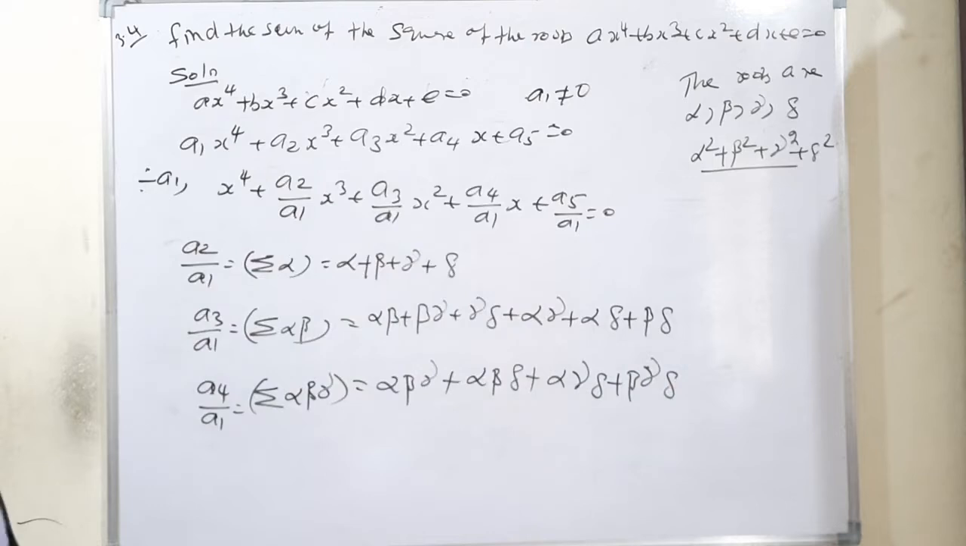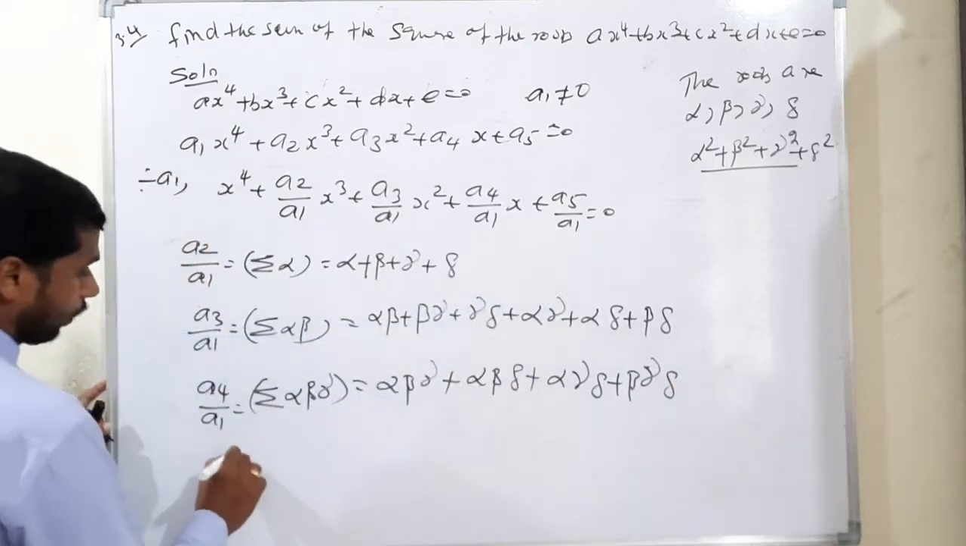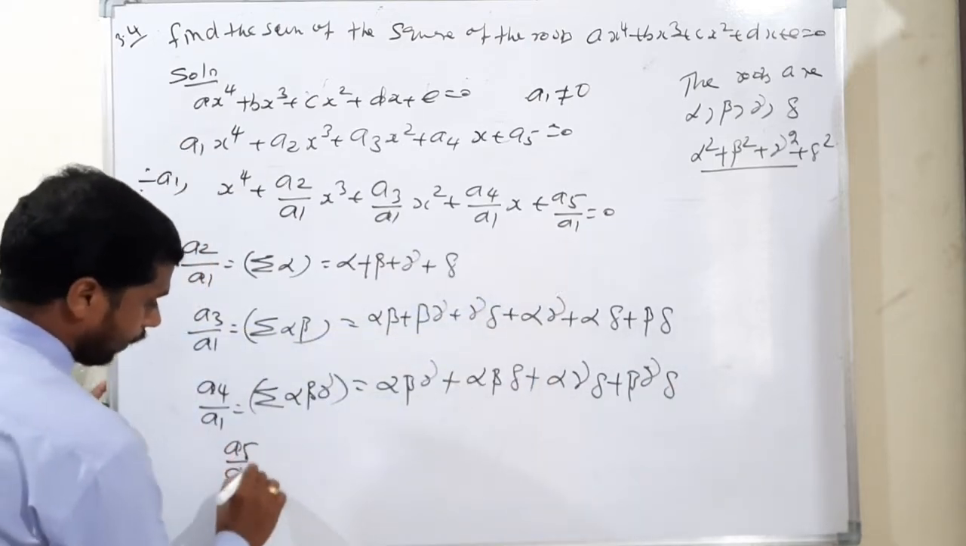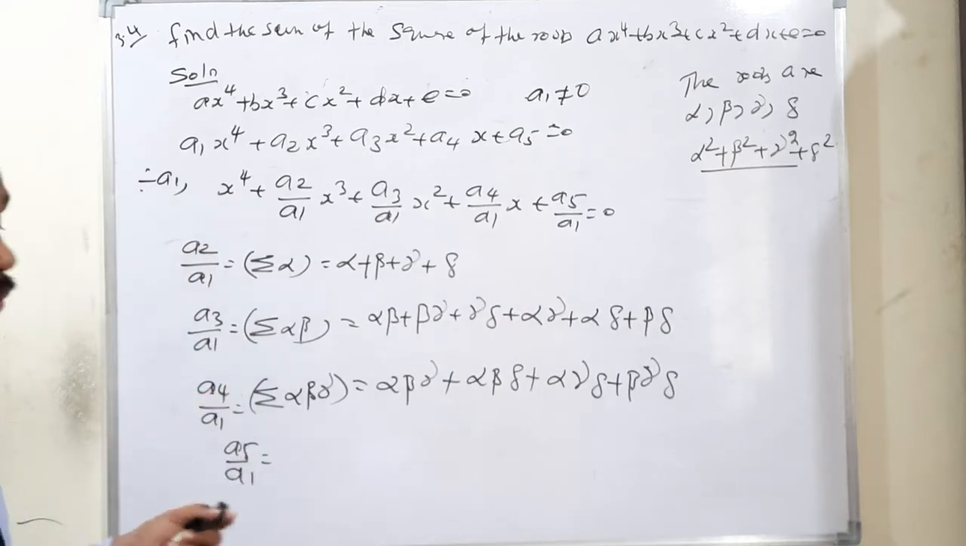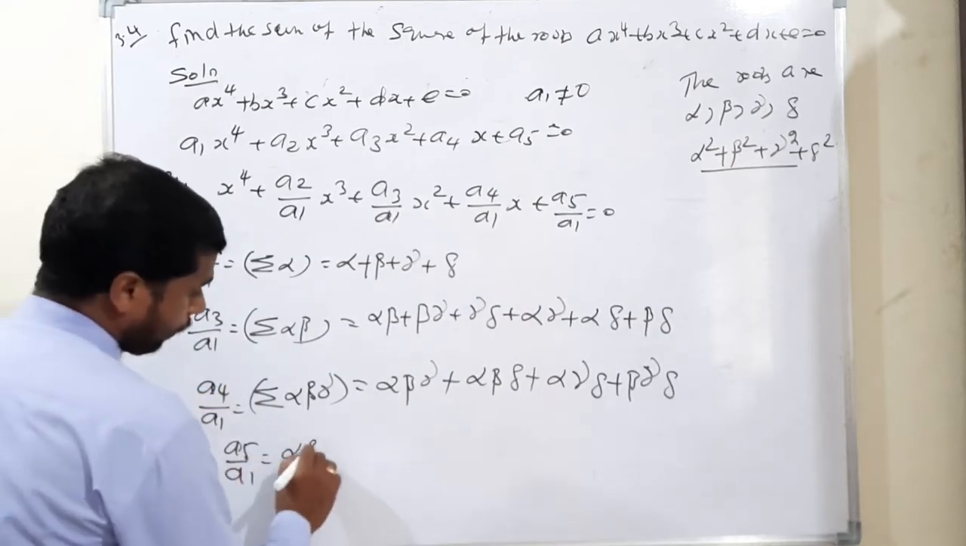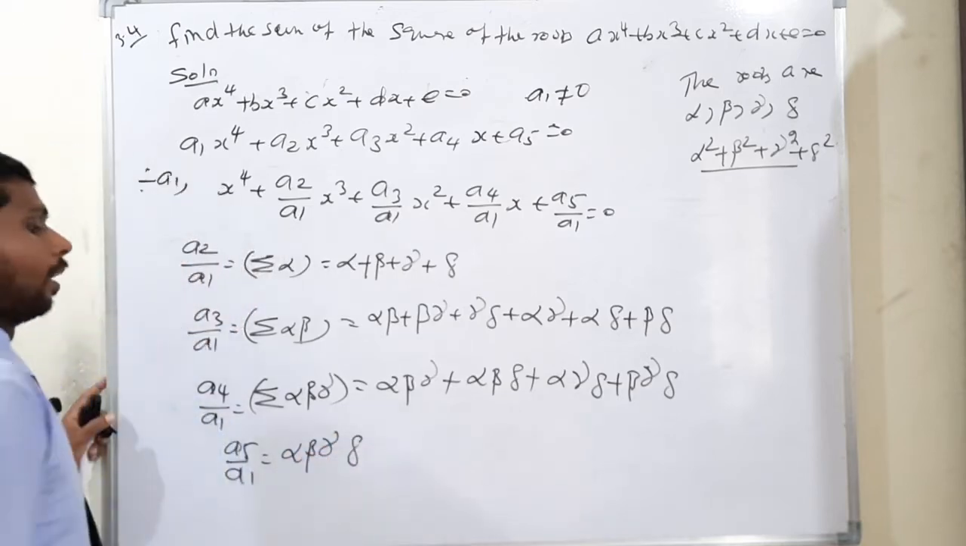The last one, the constant a5 by a1, means the sum of product of the roots taken four at a time. So taken four at a time means alpha beta gamma delta.